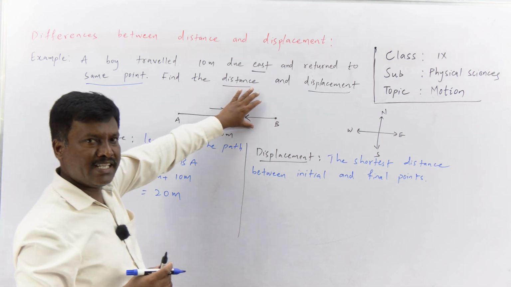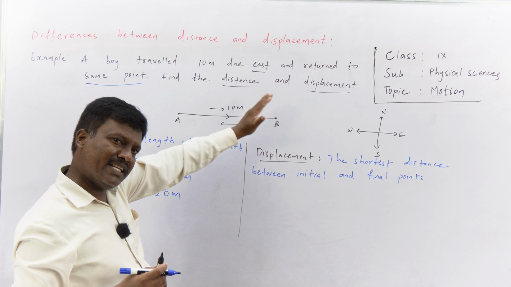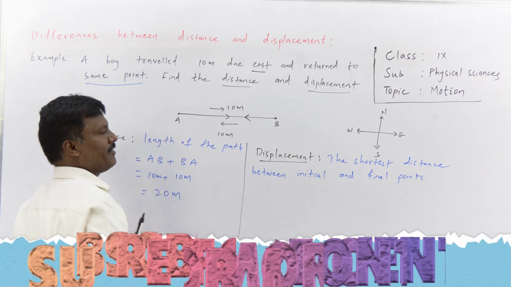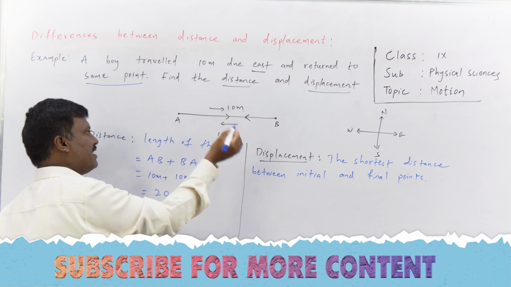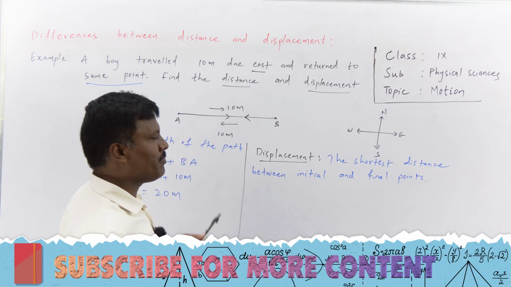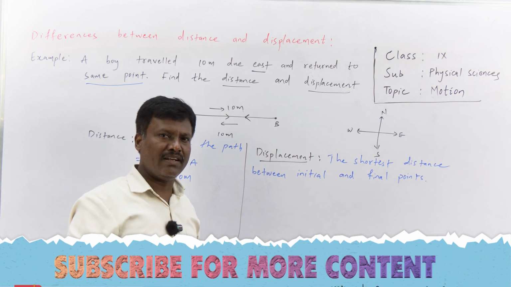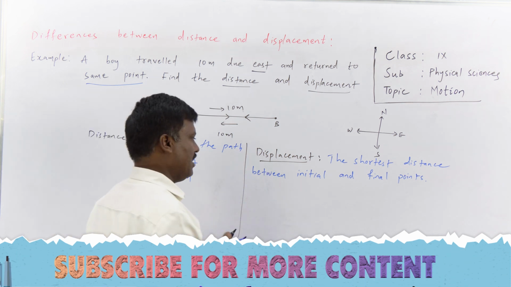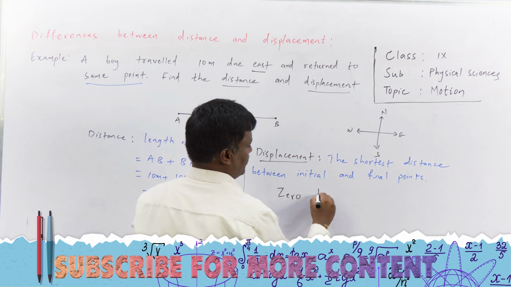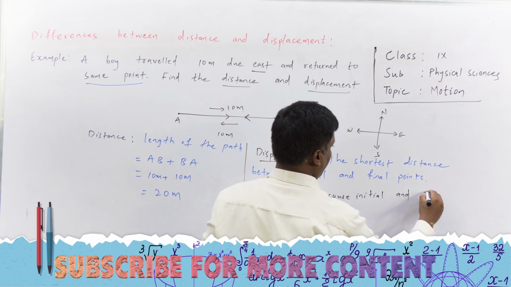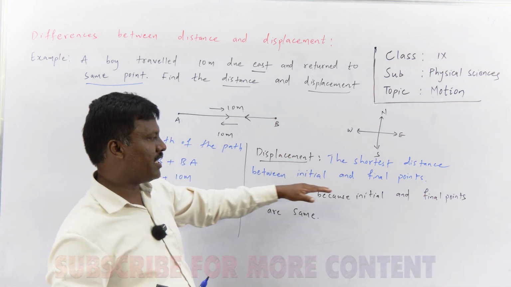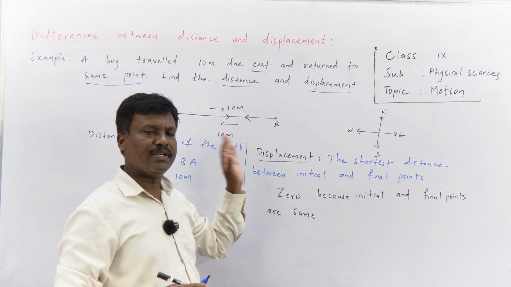He traveled towards east up to B, 10 meters. Again he returned to A. He reached the final point, also A. Initial point is A. Where he started, there he reached again. So initial point is A, final point is also A. Whenever initial point and final point are the same, what is the displacement? No displacement. 0. So what is your answer? 0. Displacement is 0 because initial and final points are the same. Whenever initial point and final point are the same, displacement is 0.